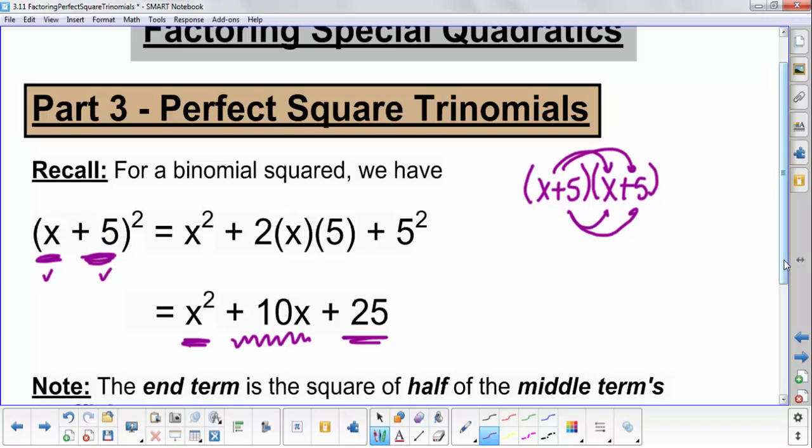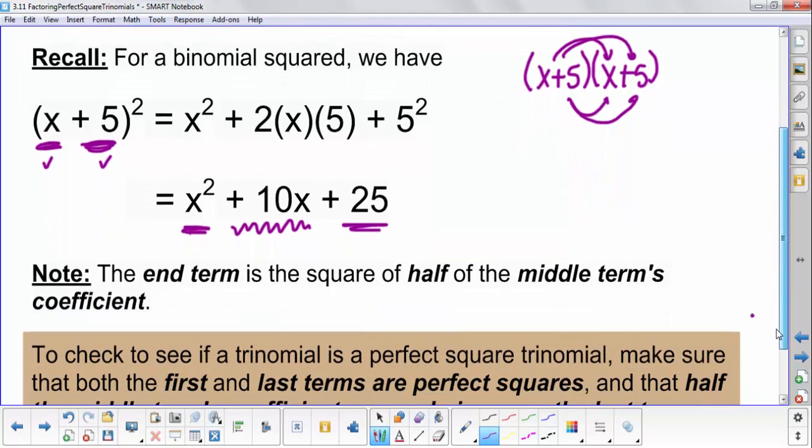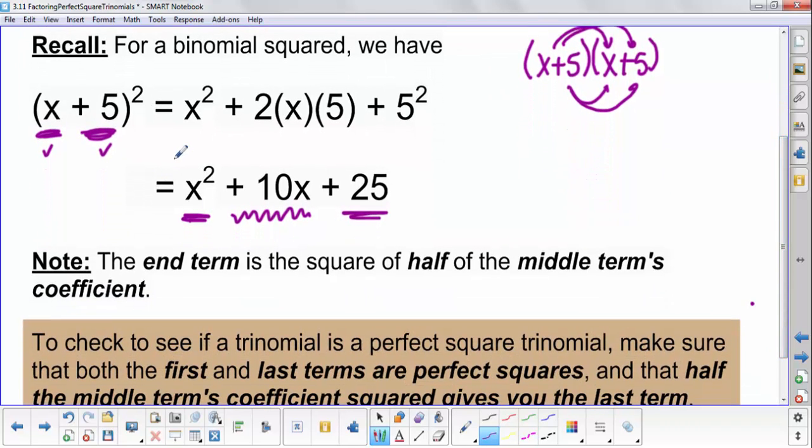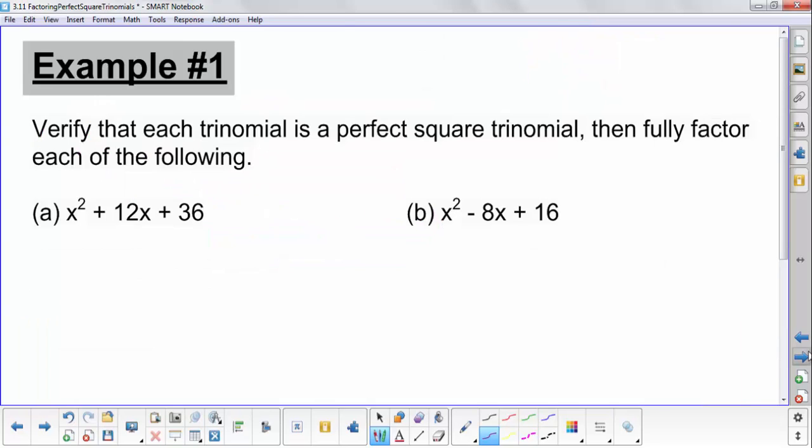And so what we're going to do in today's lesson is start with this expanded form here, this x squared plus 10x plus 25, and then we're going to factor it and get it back into x plus 5 squared. So we'll look at question A here, and the way that we verify is we take a look to see first if the first and the last terms are perfect squares.